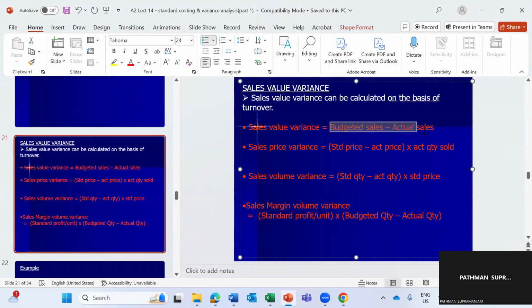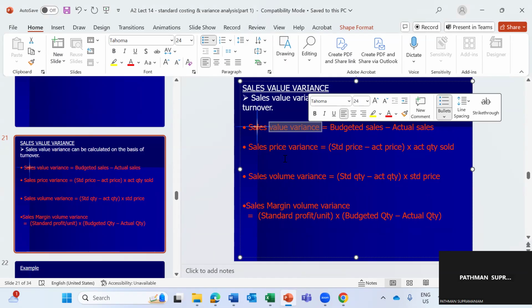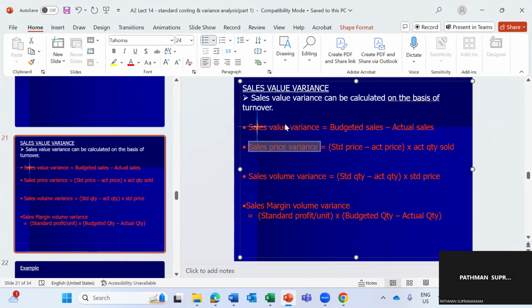So sales value variance is the difference between the budgeted sales and actual sales. Breaking the sales value variance into its components, we have the sales price variance, because sales is price times quantity, right? This is the formula: standard price minus actual price times actual quantity sold. Then we have the sales volume variance. Volume here means quantity. So standard quantity, how much we plan to sell, minus actual quantity, how much we actually sold, times standard price.